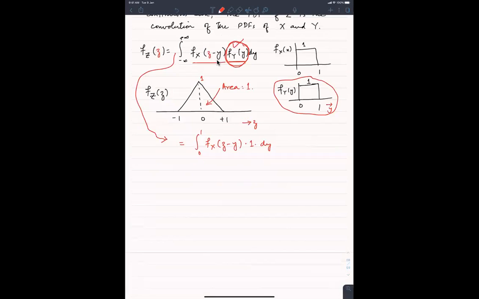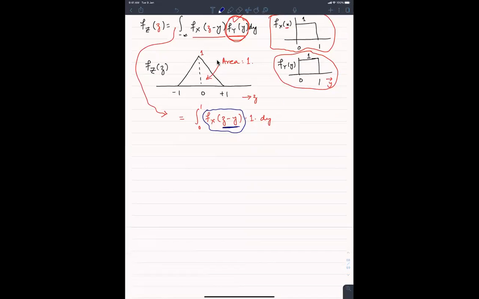Then we said that fx of x, this guy here, is also 1 only when the argument of the function is between 0 and 1. This means that only when z minus y is between 0 and 1 would fx be 1, otherwise it would be 0. Okay? And then for that we defined 4 ranges. I'm not going to go over that again.